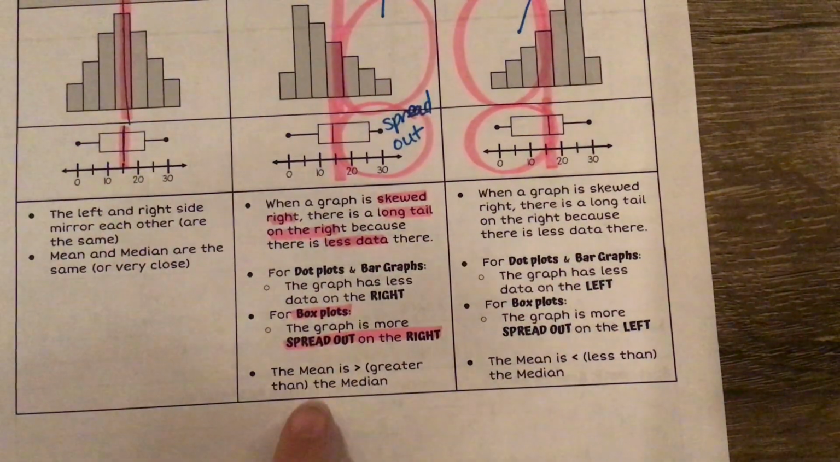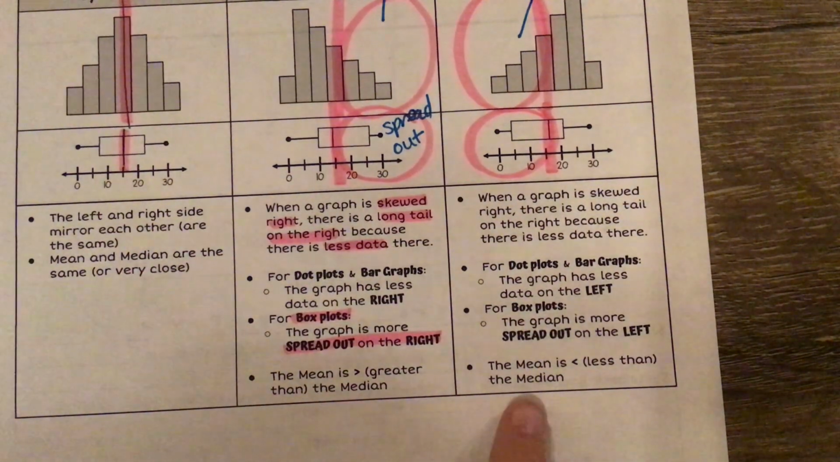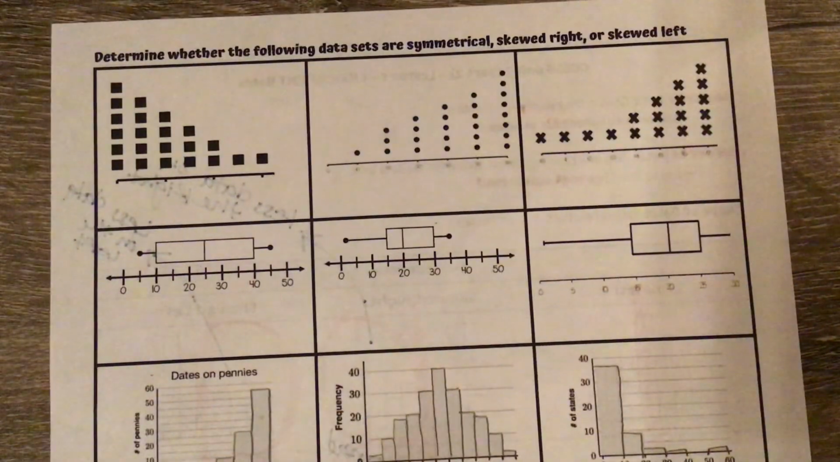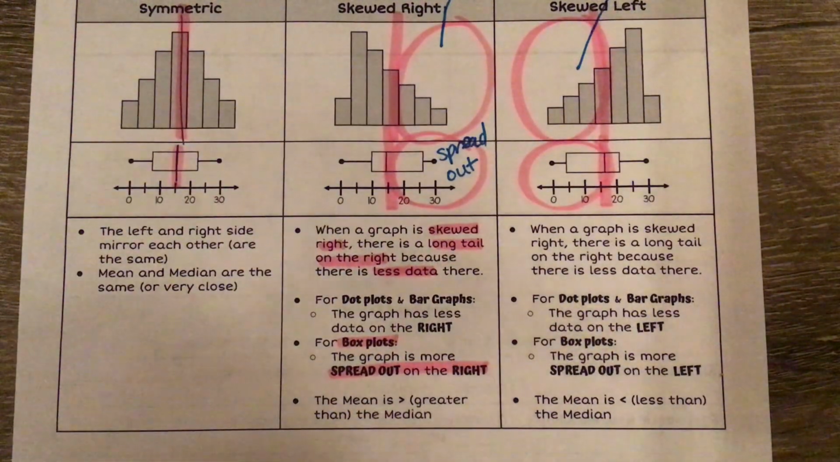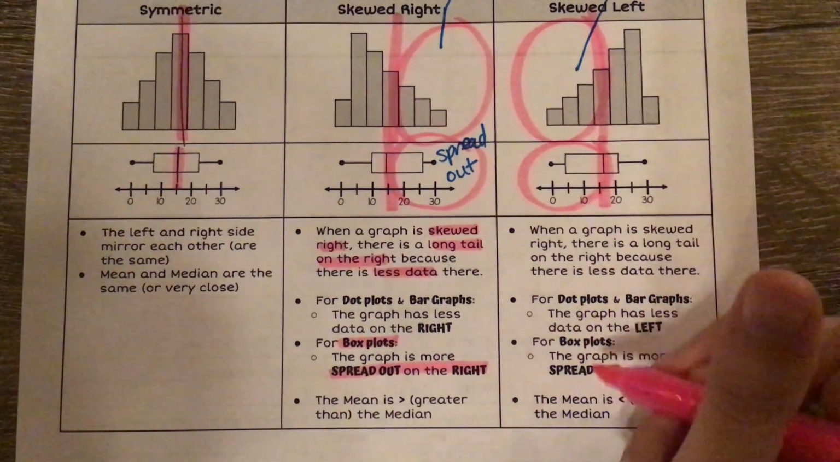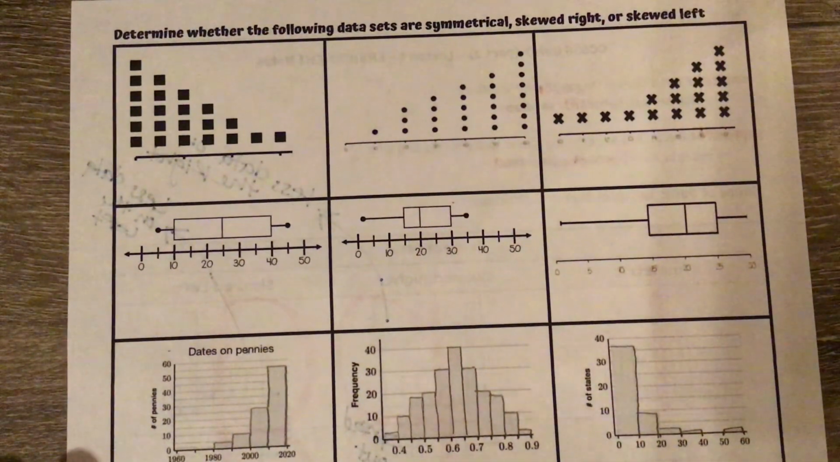When you have something that's skewed right, the mean is greater than the median. When it's skewed left, the mean is less than the median. So let's look at just being able to determine whether it's skewed right or left. I would encourage having this open so you can look at it, knowing those details that are highlighted here. Determine whether the following data sets are symmetrical, skewed right, or skewed left. We've got three similar scenarios.